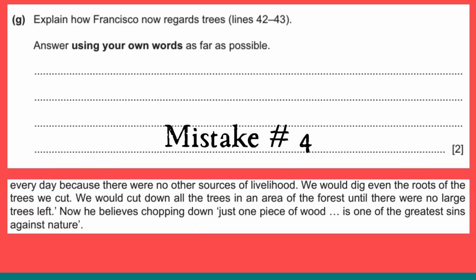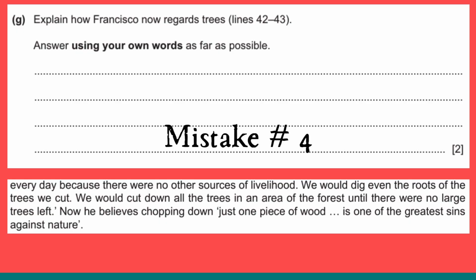So mistake number four, when a question explicitly says to use your own words, right? It means no room for words from the source text, but what you do is forget this and copy the key terms or phrases directly. So how can you fix this mistake? The simple formula is you need synonyms here. For every key term or phrase in the passage, think of an alternative word or phrase that means the same thing. For example, in this case, lines 42, 43, it says that he believes chopping down just one piece of wood is one of the greatest sins against nature.